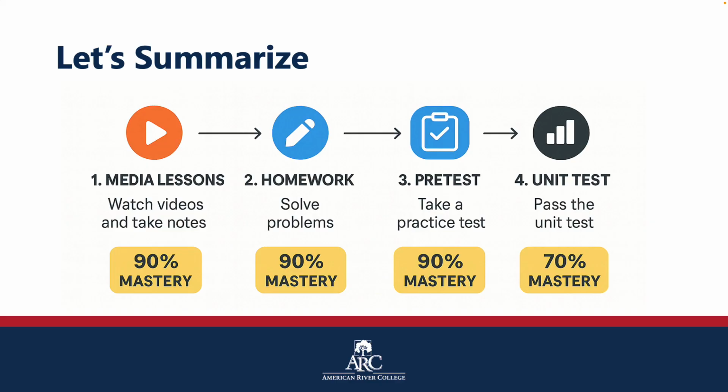The third step is to complete the pretest. This is where you'll take a practice test. You need to earn 90% to demonstrate mastery. After you complete 2 modules, you'll be ready to move on to the unit test. To pass the unit test, you need a 70% to show mastery.